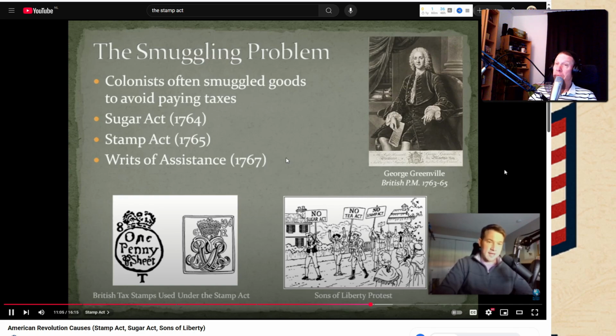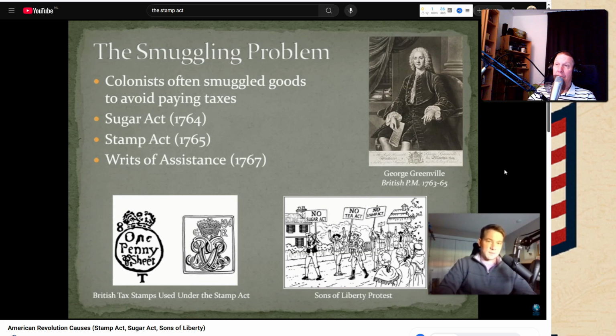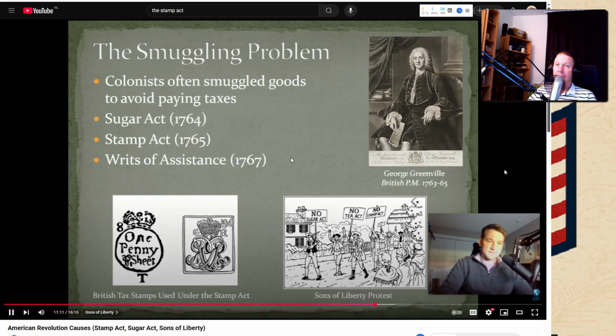They really wanted to handle the smuggling problem and make sure the Americans were paying their taxes.